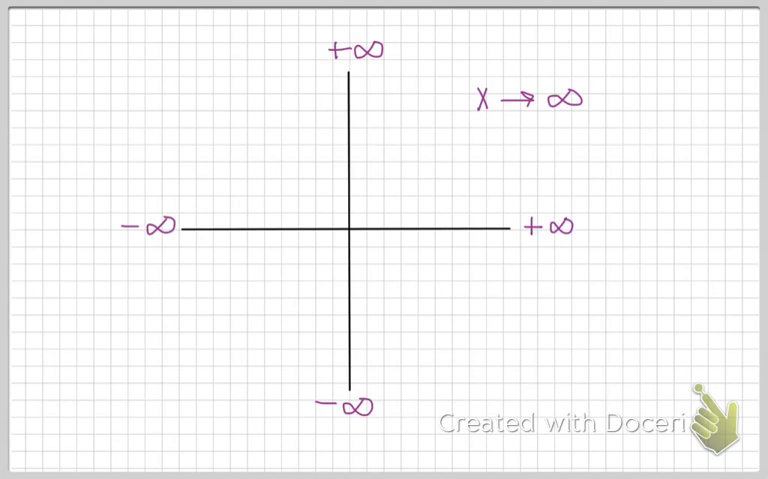So if I want to say as x approaches positive infinity, that arrow means approaches, that means we're asking what happens as my x values move out this way. Okay, and so we use that notation to describe end behavior.